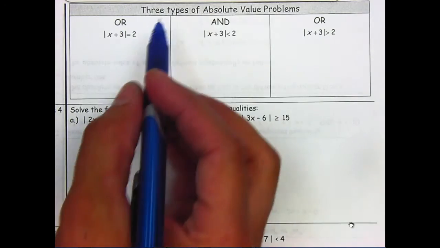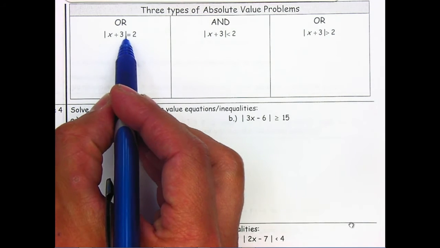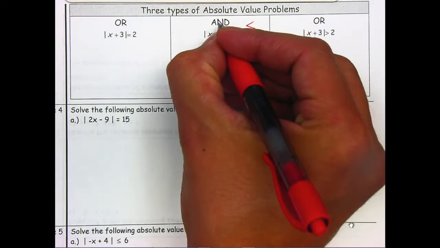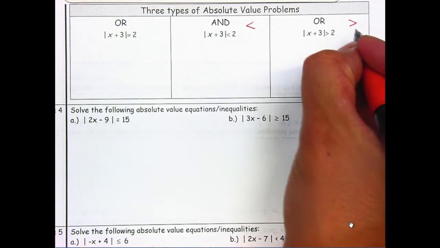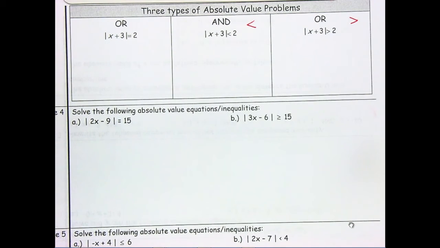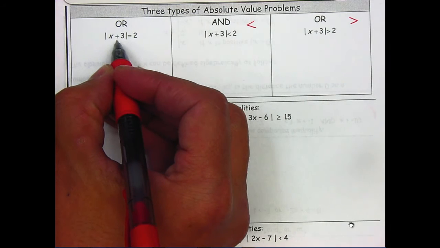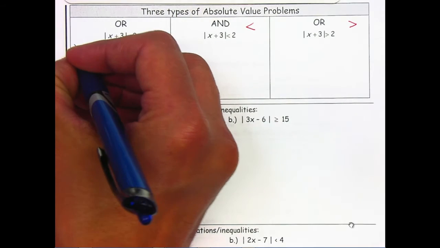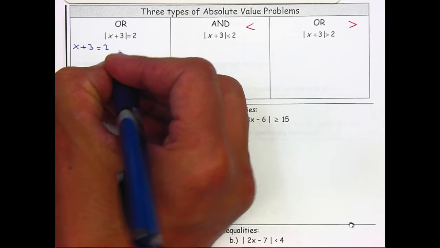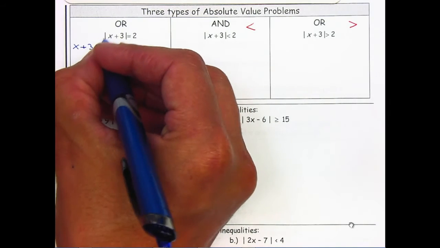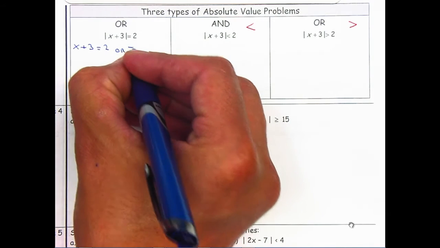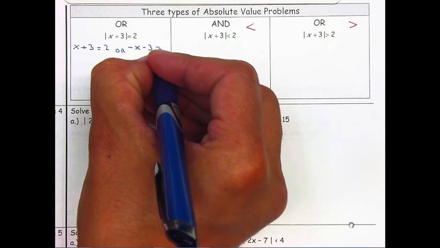But for now, let's go and look at the back side. We have 3 types of absolute value problems. We have an equal sign, that'll be an "or." If it's less than, that's going to be an "and." If it's greater than or equal to, it's going to be an "or." Remember, whenever we have absolute value, we're going to have 2 solutions. The first one will be x plus 3 is equal to 2, or the second one, whatever's inside the absolute value, can be the opposite and will still be correct. It will be -x minus 3 is equal to +2.